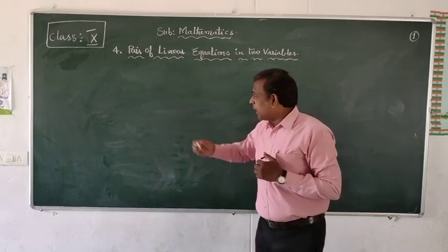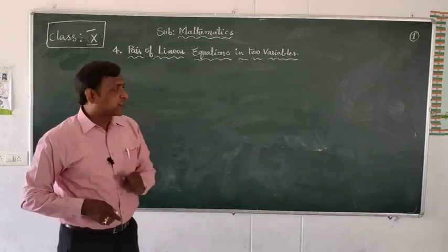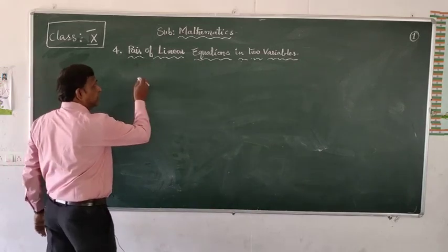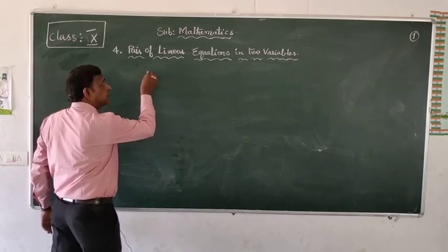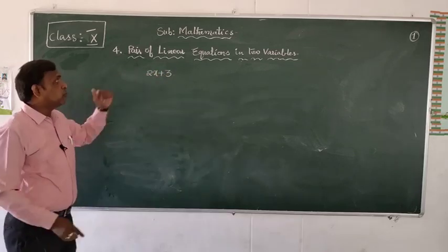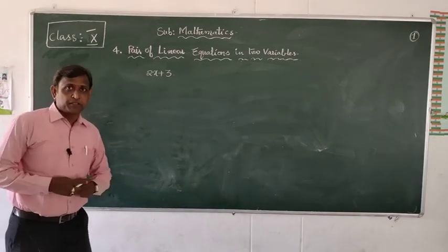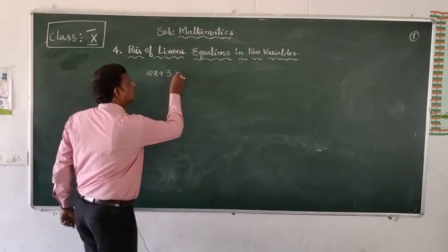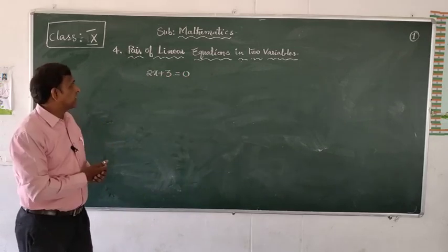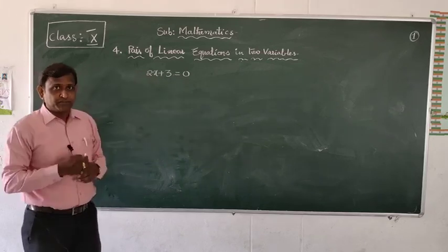Everybody knows about an equation. An equation consists of a left hand side and a right hand side, involving certain variables. Suppose I write 2x plus 3. Children, tell me what is this? It's an expression. It's not an equation. But whenever I write it is equal to 0, or equal to some constant, you call this an equation.